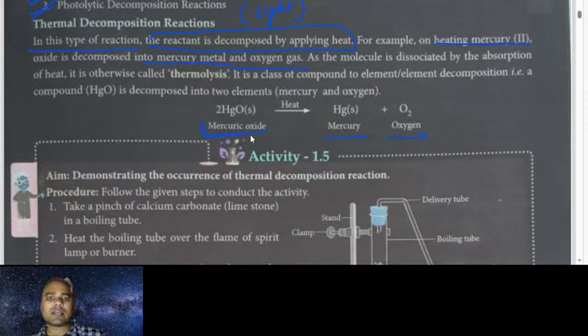So one compound is splitting into what, student? The two compounds. So it is a decomposition reaction. But what are you giving, student? Heat, so that the bond between Hg and O is getting broken. So heat means what, student?